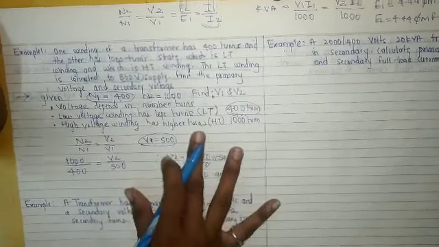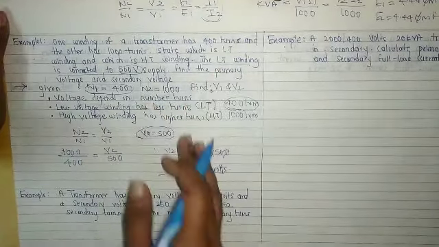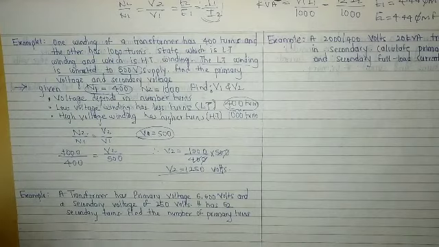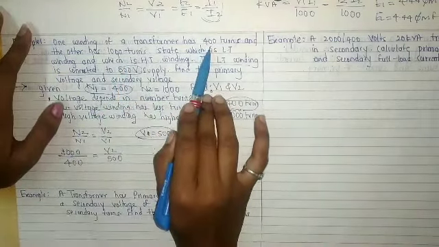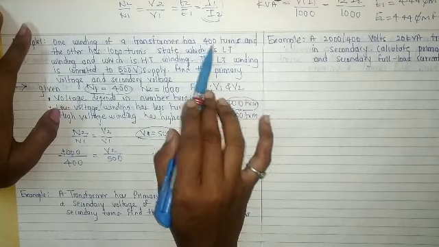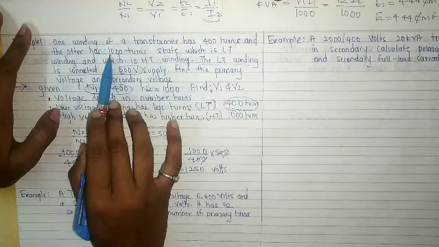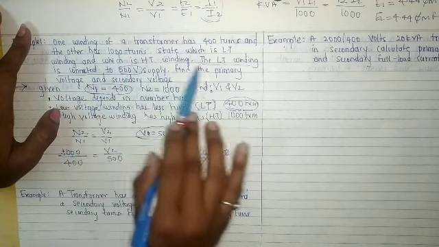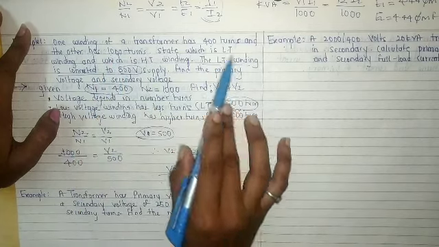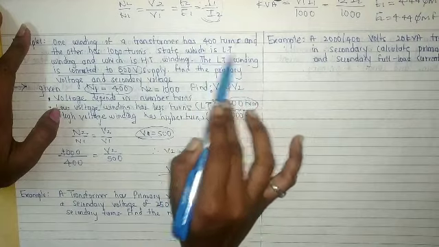Now they have asked us to find which is the high voltage winding and low voltage winding. Comparing the turns, 400 is less. That means it is a low voltage winding. And comparing this turns, high voltage winding has 1000 turns. Now they have said LT winding, that means the 400 turns winding is connected to the supply voltage.